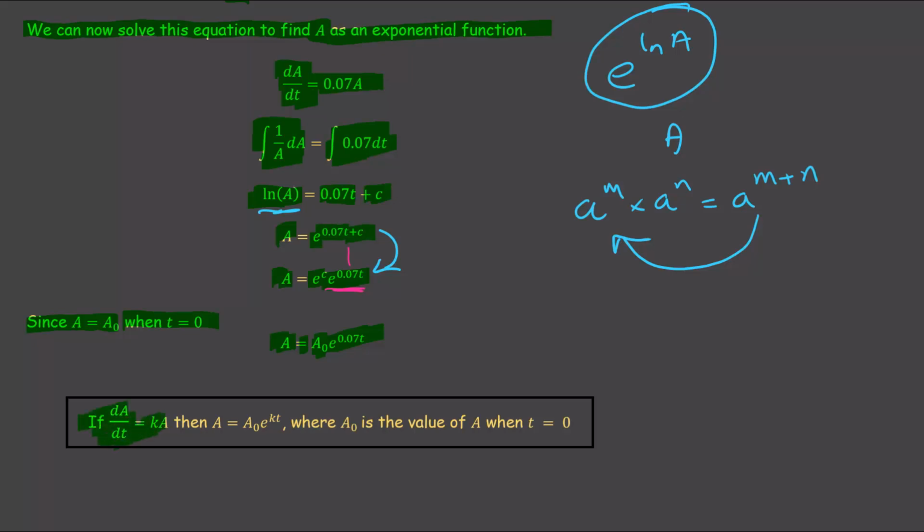And then we're just stating this at the bottom. If dA/dt = kA, then A = A naught e to the kt, where A naught is the value of A when t is equal to 0.